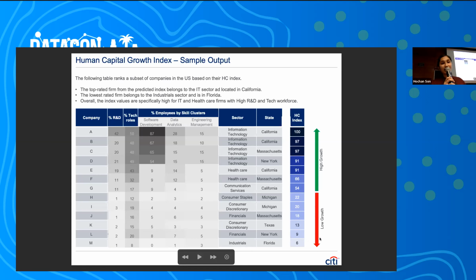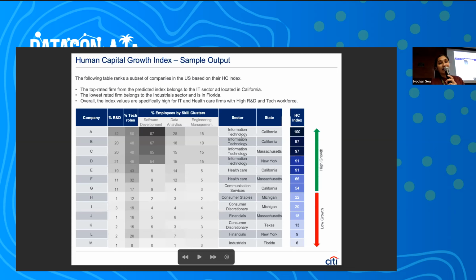And you can see that the top rated firms for this particular output, most of them belong to the IT sector and are located in California. So you can see the importance of the control here, because it clearly pointed out that California and being in the IT sector leads to a higher total revenue growth rate. And the firms which have a low human capital index are mostly the firms belonging to the consumer discretionary and financial sector, and they are not located in the western part of the US.